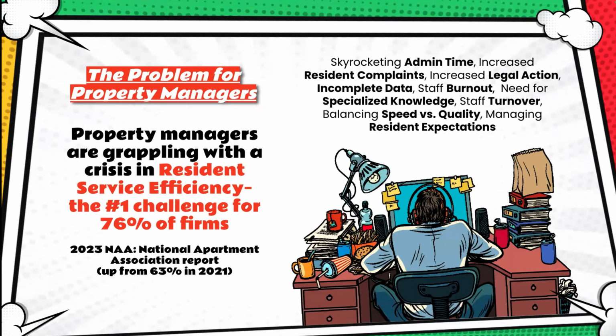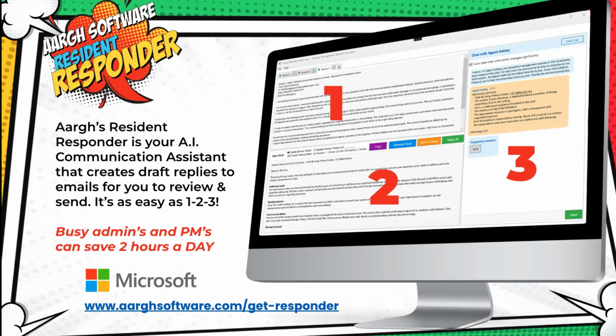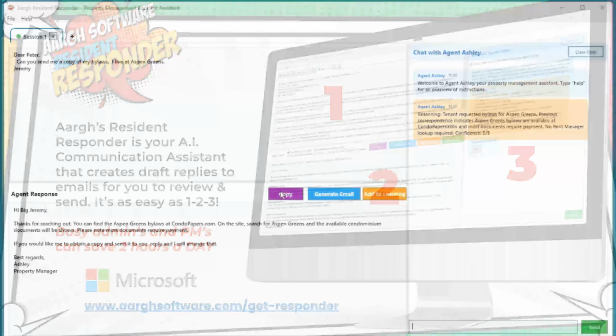The product that Pete's going to demo for the rest of this time is called Resident Responder. It is a Microsoft application. The whole point is to create draft emails for you to review and send to your residents. If you get 60 to 100 emails a day, then you're in the range of about 2 hours a day of savings because AI is drafting all those emails for you. So this is Resident Responder.